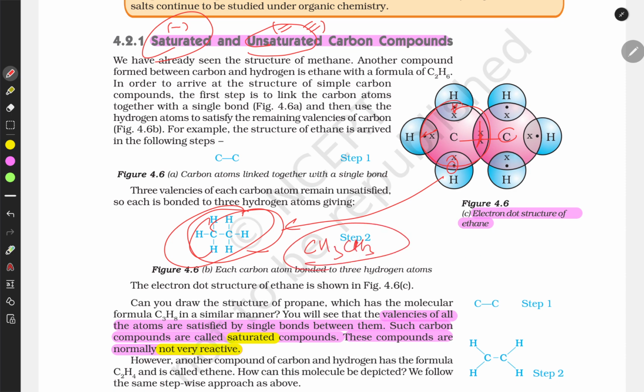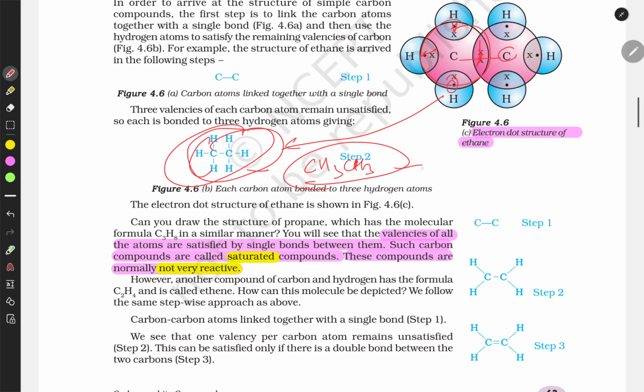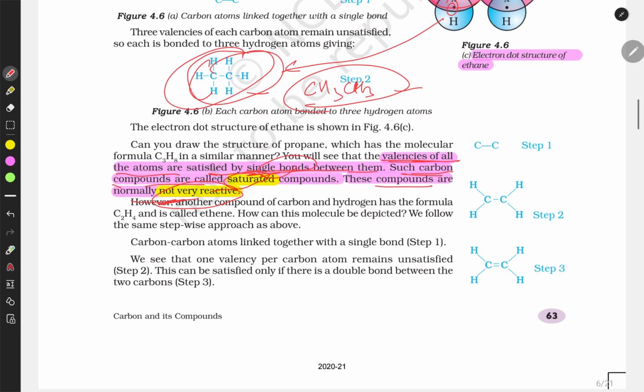This will be the molecular structure, molecular formula, and the valency of all the atoms is satisfied by the single bond between them. Such carbon compounds, whose valency is satisfied by single bonds between them, are called saturated. These compounds are not very reactive.